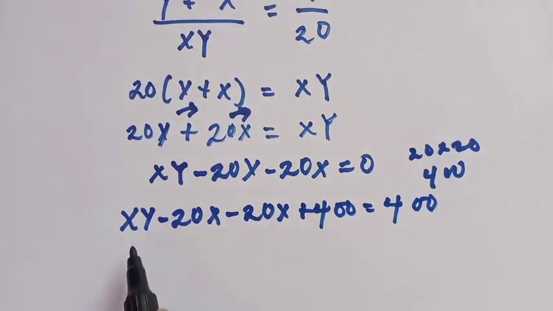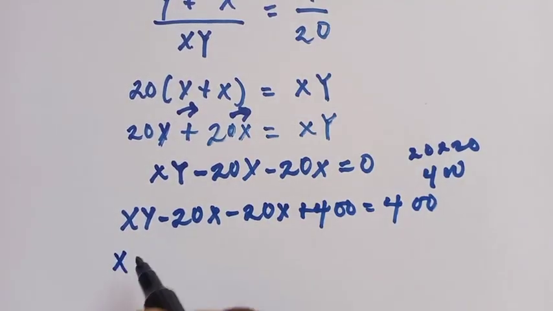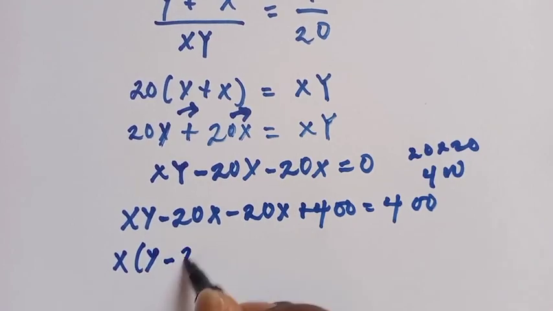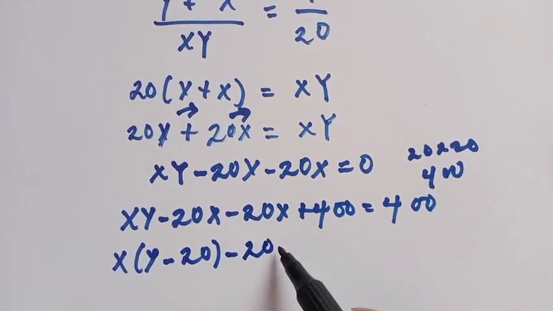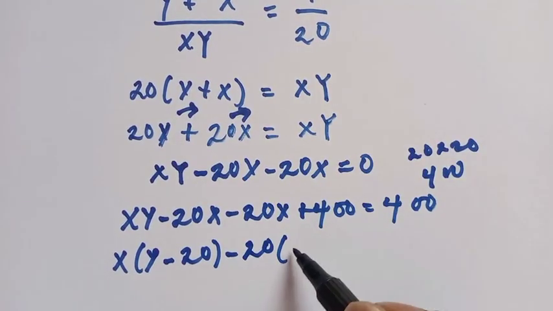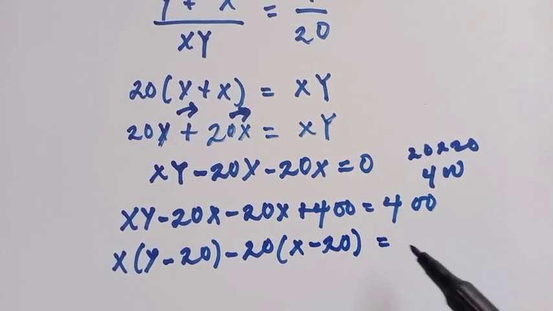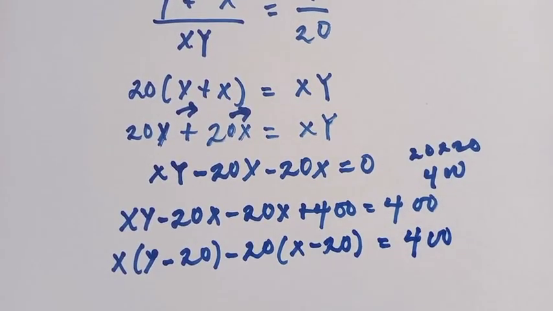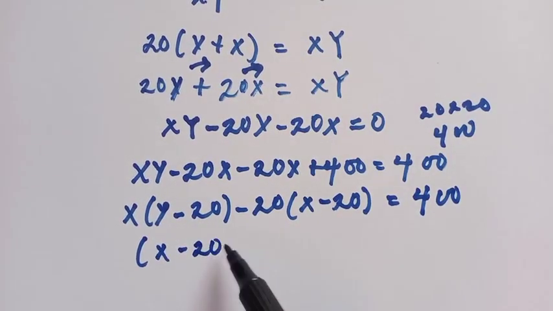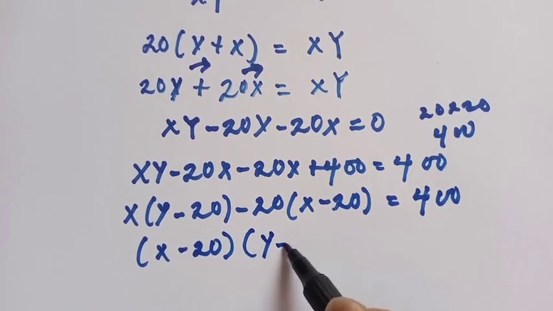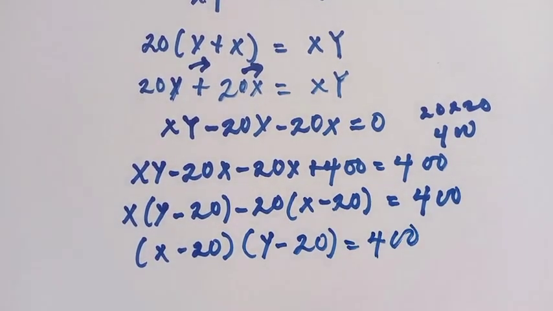Now we can factor out x here. So x here will give us (y minus 20), minus 20 is common here. That will be 20 in two brackets. 20 in this will give us x, and then 20 and 400 will give us minus 20, is equal to 400. Now from here we have that (x minus 20) times (y minus 20) is equal to 400.